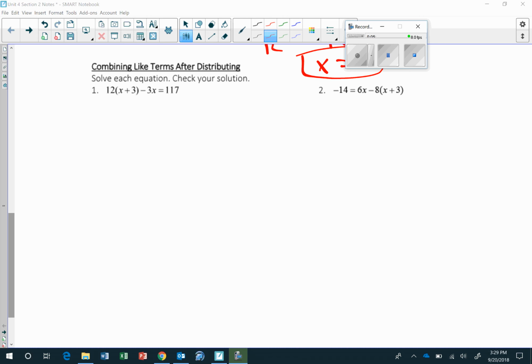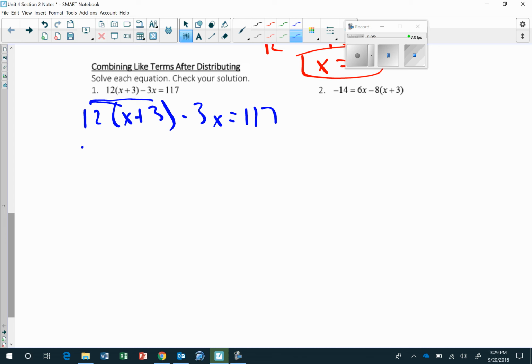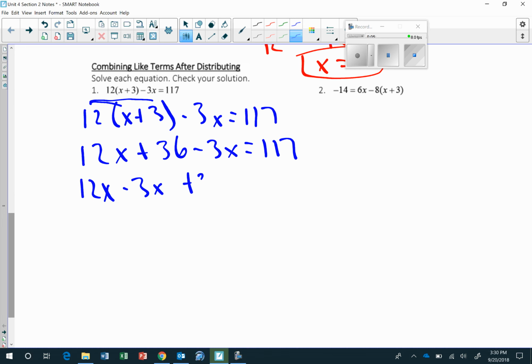All right, next up we have combining like terms after distributing, which again is just going to kind of take this a little bit further, but still a step-by-step process. So first thing I'm going to do is rewrite this just so for me it's easier to work out that way. So I'm going to distribute 12 to the x and 12 to the 3, so I'll get 12x and I'll get 36. There's an addition sign between them, and I have minus 3x equals 117. If you look at the left side, I have 12x and I have negative 3x, which are like terms. So I need to combine those before I do anything else. So 12x minus 3x is 9x plus 36 equals 117.